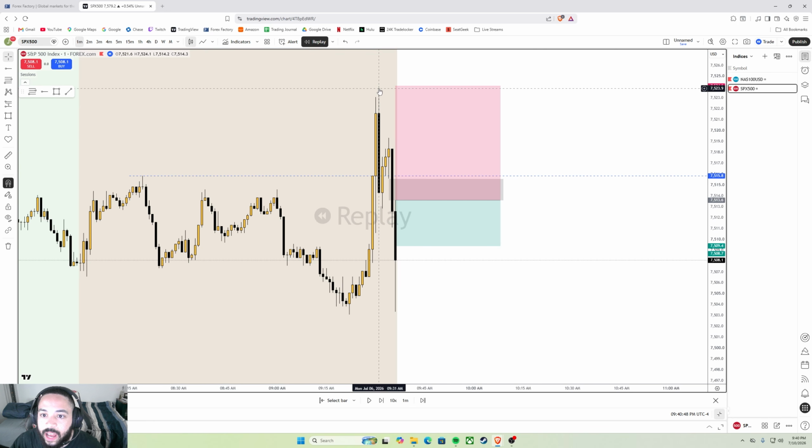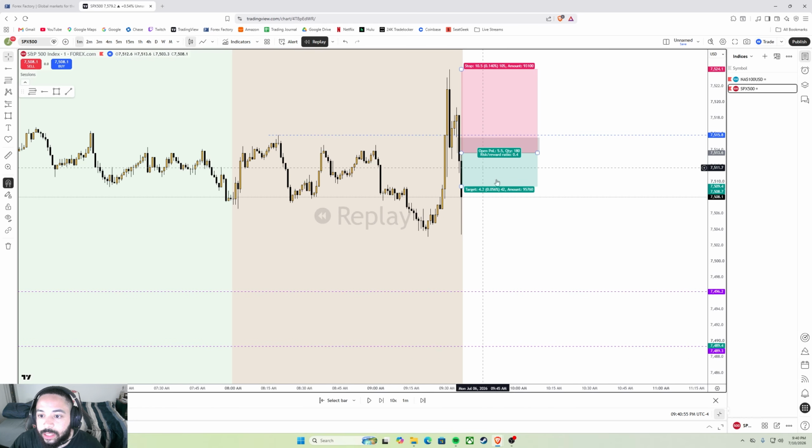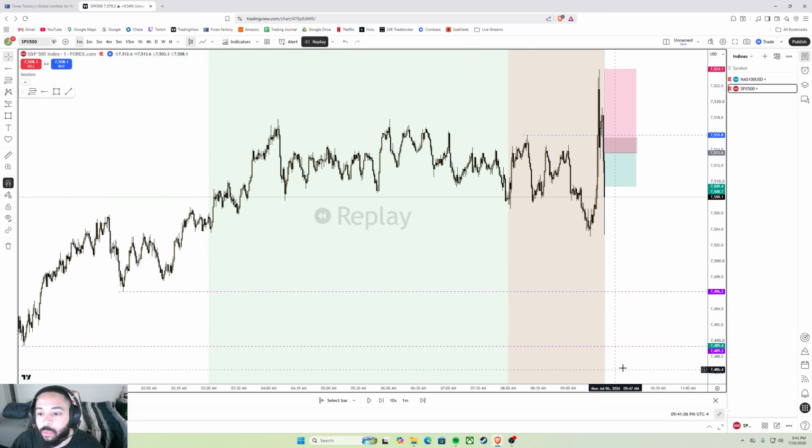Because I want to have my stop loss above the high, right? And we have the entry at the fair value gap. Why? Because these fair value gaps are like magnets. Price has a tendency to be attracted back into this area. So that's where we have our entry, stop loss above the high, and then where we're targeting, right?